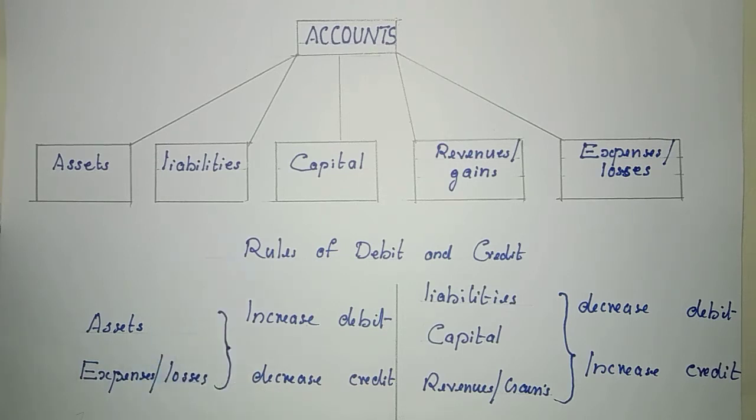Next one is liabilities. Liabilities are the amounts payable by the business. It includes both long-term and short-term liabilities like bank loan, bank overdraft, and expenses outstanding like salary outstanding, wages outstanding, rent outstanding, etc. And the third one is capital.